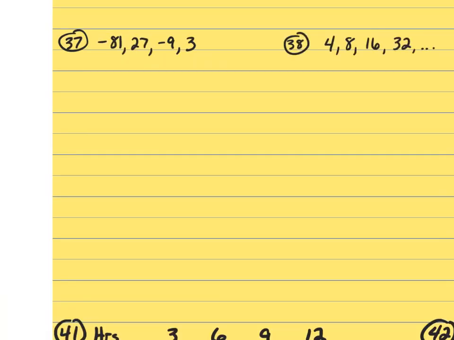Number 37, it looks like every time they are dividing by -3, but again, we cannot say dividing by, so we have to say multiplying. So that is multiplying by -1/3, which would make it a geometric sequence. And the next term would actually be a negative, and 3 times 1/3 would be 1.